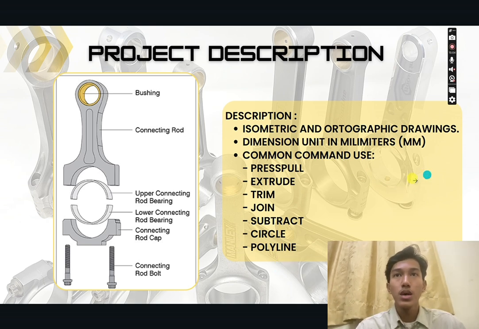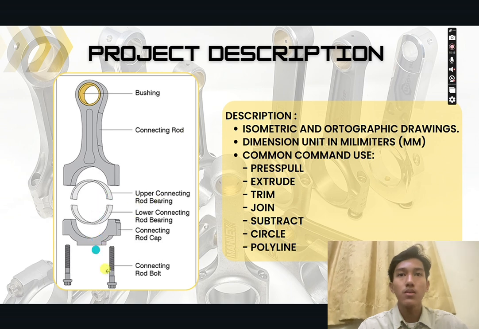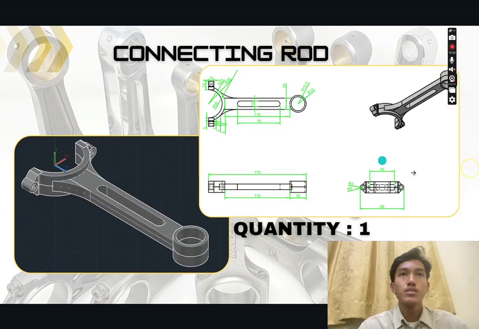So this is the diagram of my project. This is the bushing, connecting rod, upper connecting rod, lower connecting rod bearing, connecting rod cap, and this is the connecting rod bolt. This is the drawing of my connecting rod. This is one part. The quantity is 1.